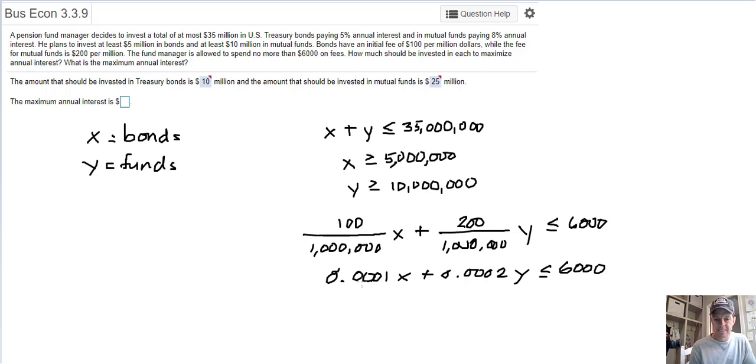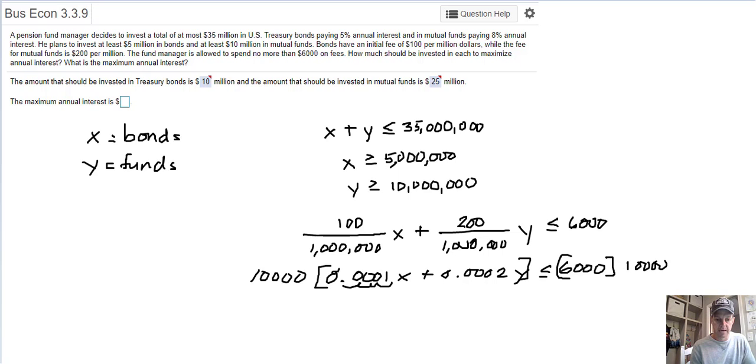Now, I want to get rid of these decimals. We don't really have to for this problem because I'm going to use graphing, but I think it's going to be helpful just to see the scope of these numbers. So I'm going to multiply both sides by 10,000, a 1 with 4 zeros behind it, because that's going to eliminate that decimal.